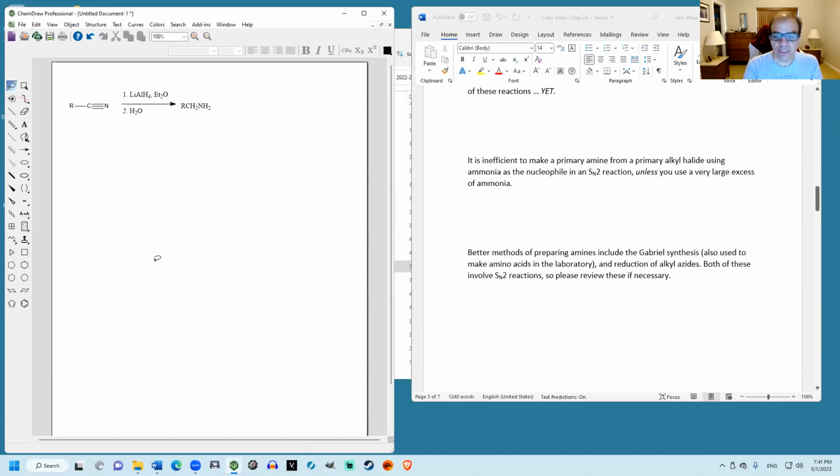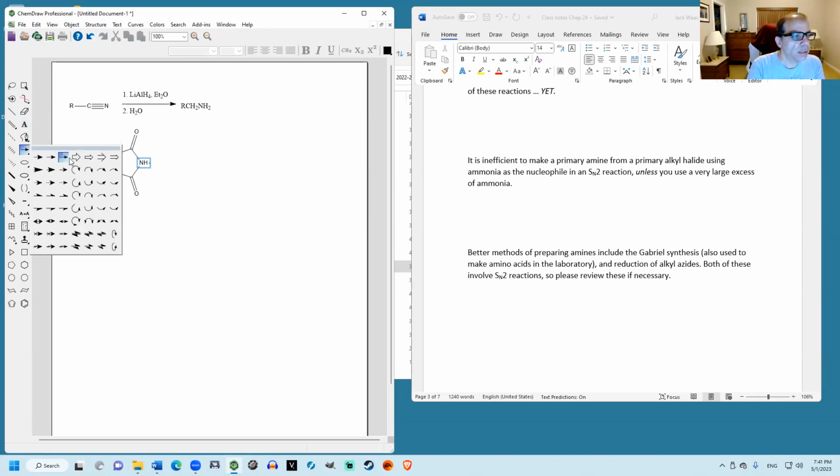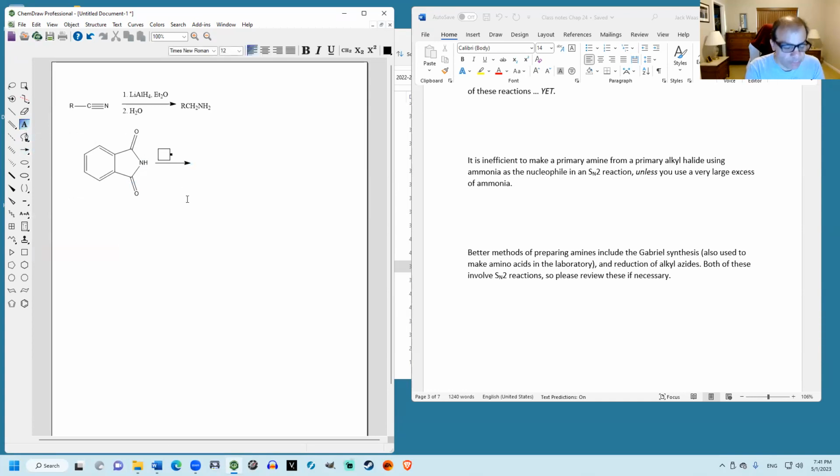Darn, the Gabriel synthesis isn't in your class notes. Well, the Gabriel synthesis of amines was the one that started with phthalimide. First, we had deprotonation of the imide nitrogen, the NH group.